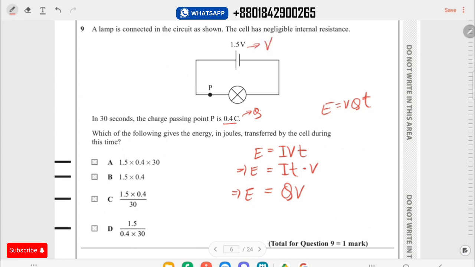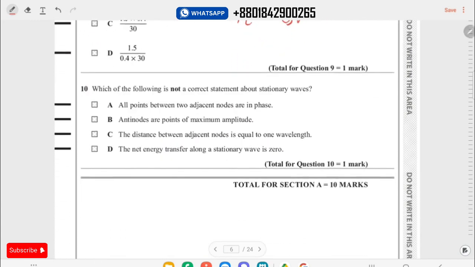So according to your equation, the answer should be option B. And VQ equals QV. Okay, we are done with question 9. We'll move to question 10.